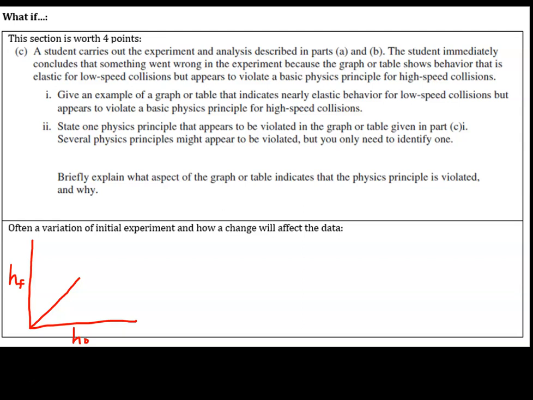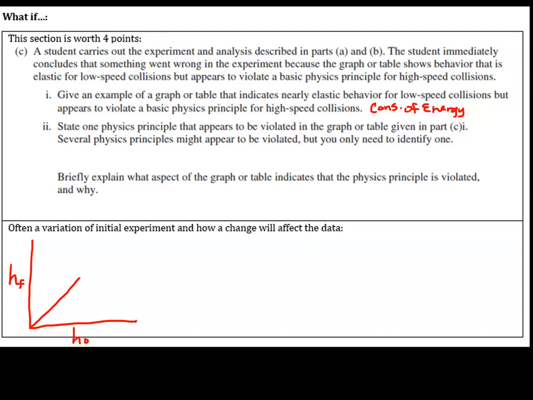Now, at higher speeds, we're violating a physics principle. Well, the physics principle that we did was conservation of energy. And the only way that conservation of energy is violated is if we either create or destroy energy. Well, destroying energy just means that it could have gone somewhere else. So that doesn't necessarily mean we're violating a physics principle. Creating energy, on the other hand, would definitely violate a physics principle.